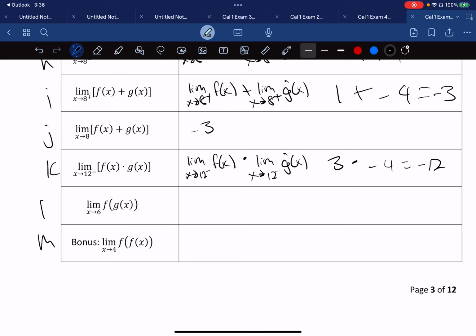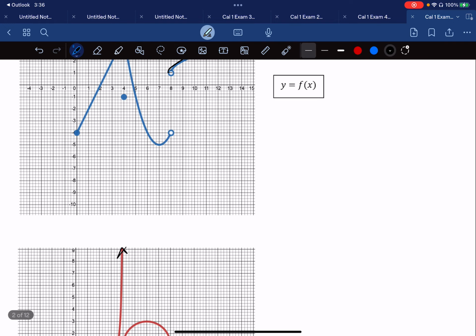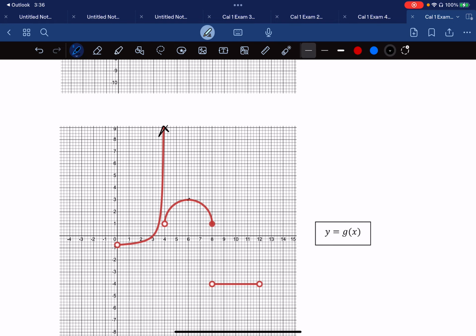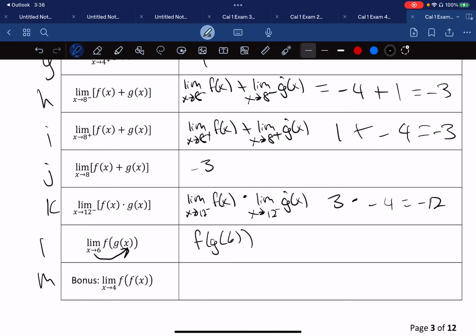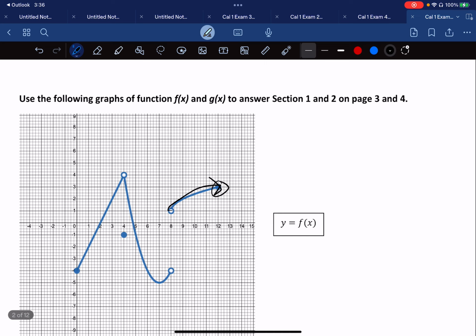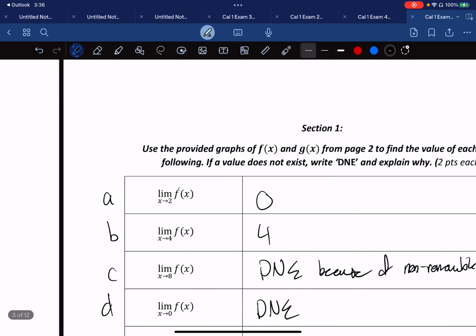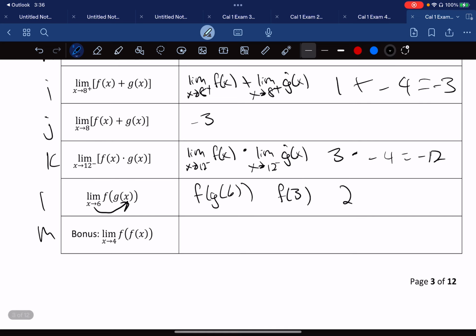All right, so for this one, what we're going to do is apply the limit to the inside of the function, or we're just going to put the limit inside the function, so g of 6. And so let's go find g of 6. G of 6 is going to equal 3. So this is going to just equal f of 3, and then now let's find f of 3. F of 3 is going to be 2. And that's going to be our answer for this one.